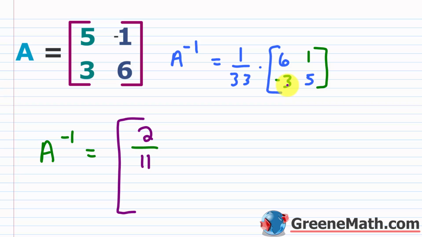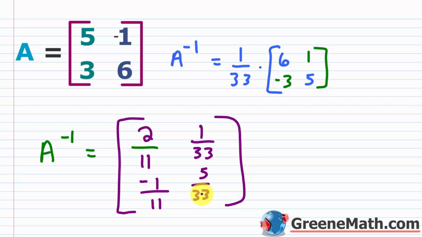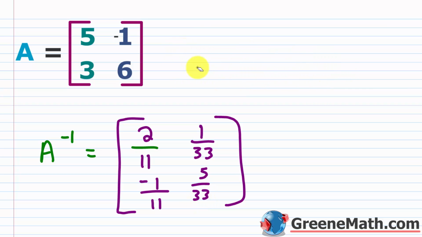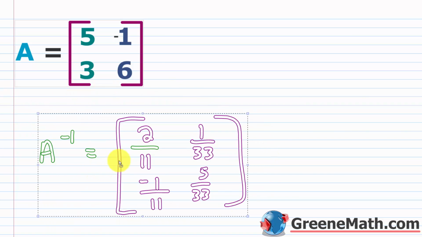Then over here, if I did -3 over 33, each is divisible by 3. This would be a 1, and this would be an 11, okay? And then for this entry here, 1 over 33 times 1 would just be 1 over 33. And then for this last entry, I would have 1 over 33 times 5, which is 5 over 33, okay? So that would be A inverse. And let me just kind of write this over here. Let's kind of scooch this up.